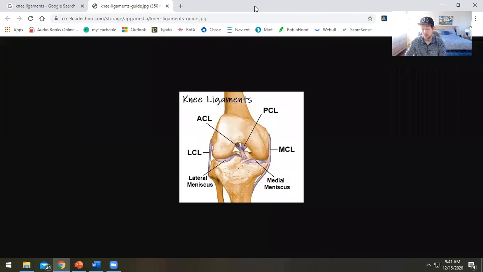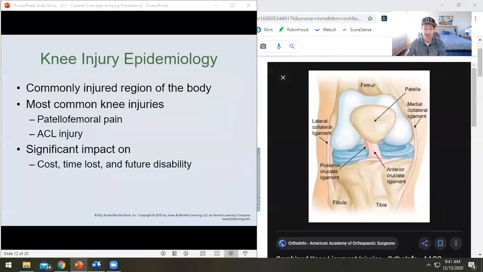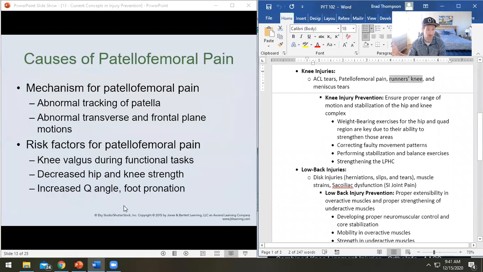Like I said, that was caused by tight quadriceps. So what do you think this next slide is going to say? Oh, wait, that's right. The causes. It's going to say ensure proper range of motion and then proper strengthening. So patellofemoral pain, like I said, either transverse or frontal plane movement.